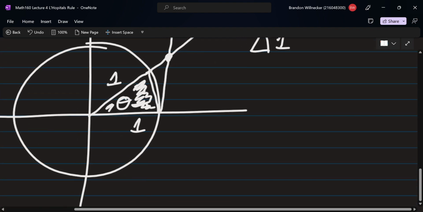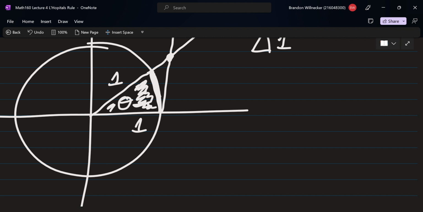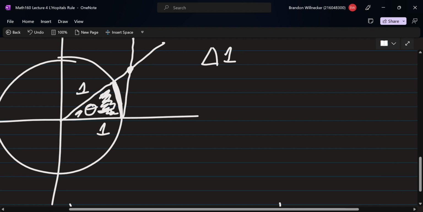What we're going to do next is find this area here, including this little curved section over there. I'm just going to zoom in on that here.